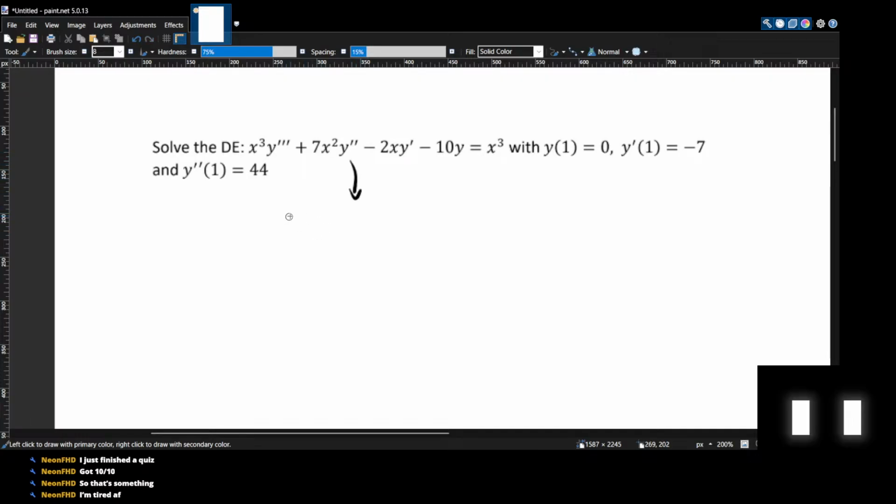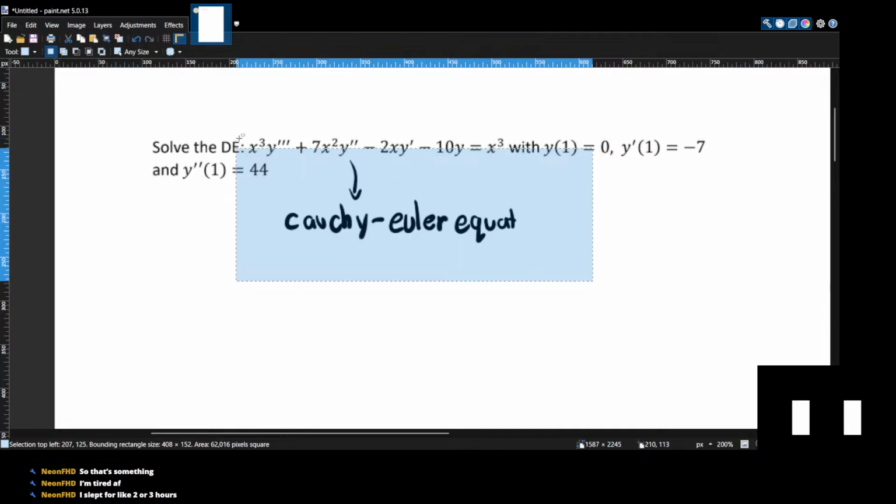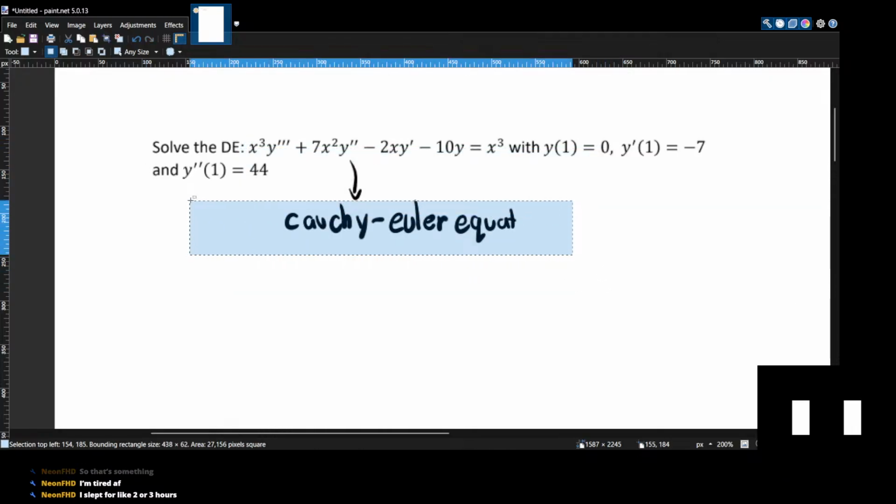Not bad. These are called Cauchy-Euler equations. I'm tired. Yeah, you can sit in my stream and relax, trying to solve equations with me. This is called a Cauchy-Euler equation, which is... I wrote that and the stroke is a little too thick, and I accidentally deleted everything.